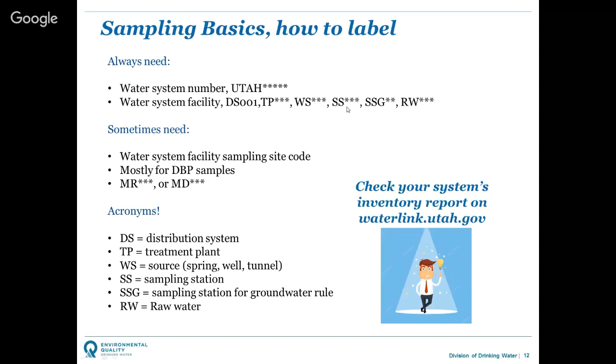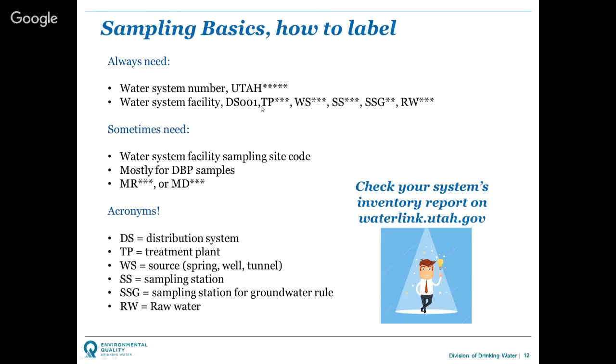A source sample station, SS, is going to be if you have some group sources, or how's that differ from SSG and SS? The SS is a combined entry. Okay. So if you have some springs coming down a mountain that combine into a storage tank, and you're sampling at that storage tank where they mix, that's an SS. The SSG is a groundwater sampling site location. So if you have been approved by Janet to sample at that combined entry for those springs for a triggered sample, then use SSG. Perfect. Raw water is if it's a raw water sample, RW, raw water.